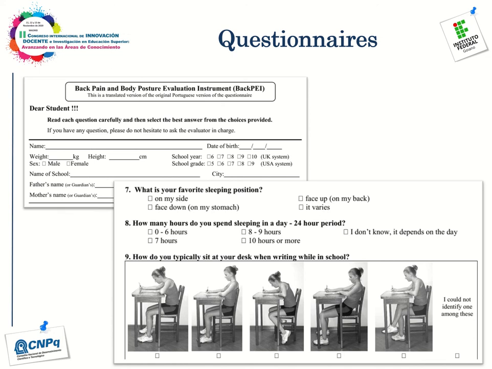And these back pain questions include questions about parents with a history of back pain, and then specific questions about the students' presence of back pain, frequency of back pain, and intensity of back pain.